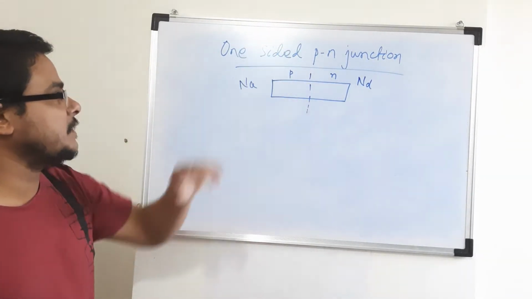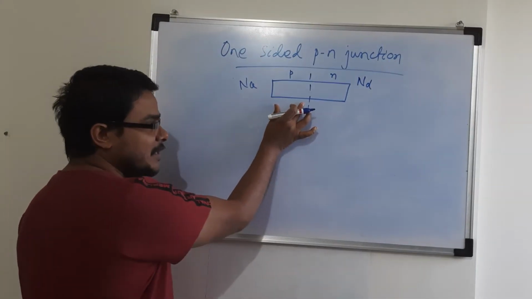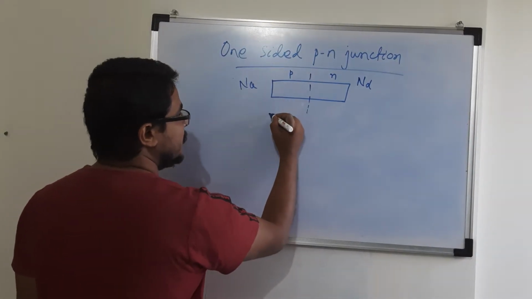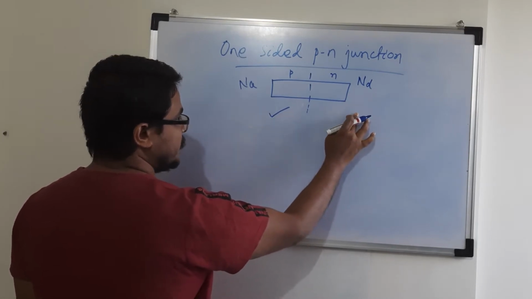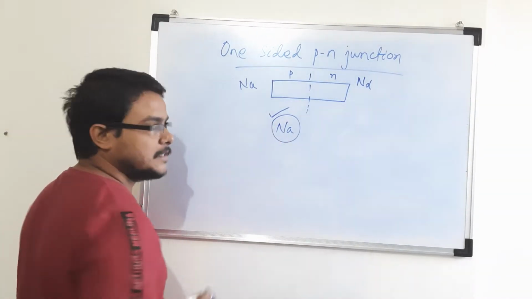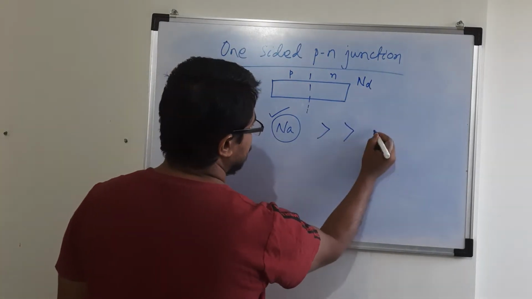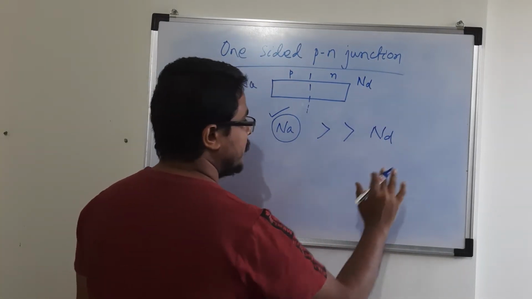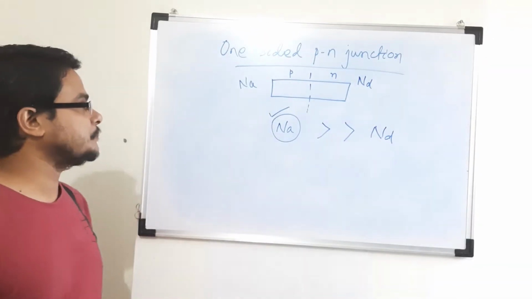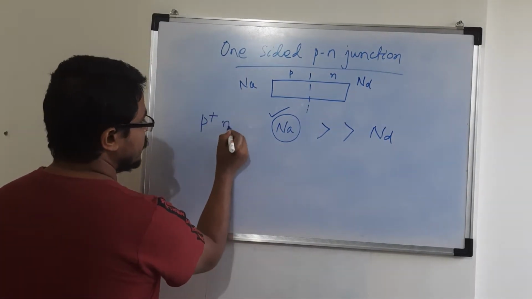Now, in a one-sided PN junction, what we are going to do is one side of the PN junction material will be heavily doped as compared to the other. For example, in this case, if the P region is heavily doped as compared to the N region, then we can say that Na, the doping profile of the P side, or the acceptor impurity concentration, is much larger than the donor impurity concentration Nd. So mathematically we will say it this way: Na is much larger than Nd, right? And this case is known as a P plus N one-sided junction.